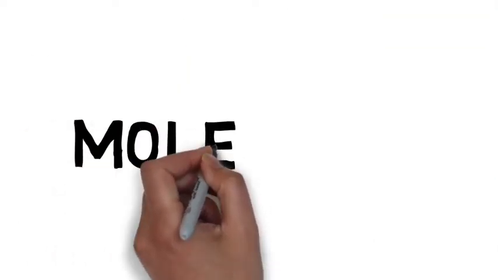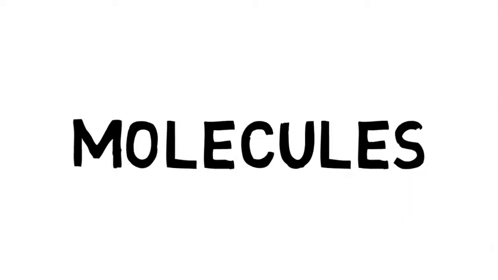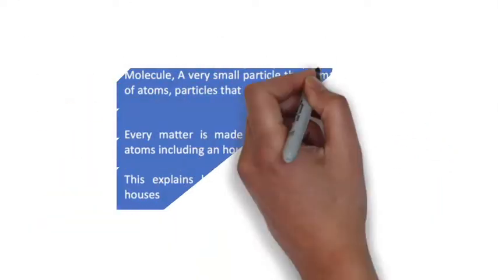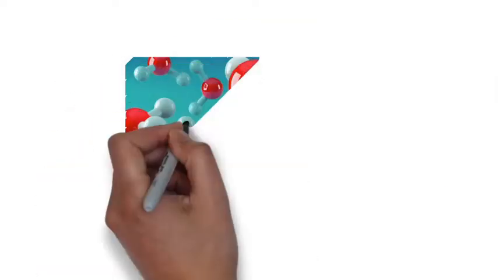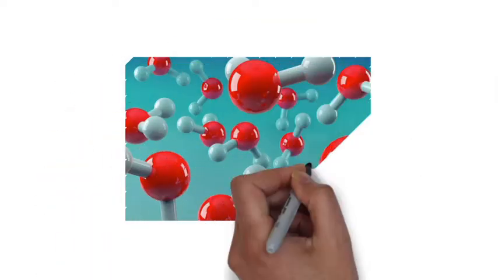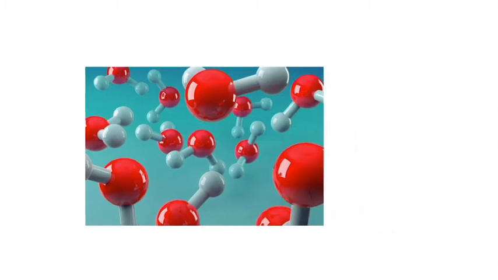So, next comes molecules. Now, molecules are really small particles made out of atoms, even smaller particles. Every matter is made out of molecules and atoms, including, of course, a house. Here's a molecule, since there's no real image, because they're so small.